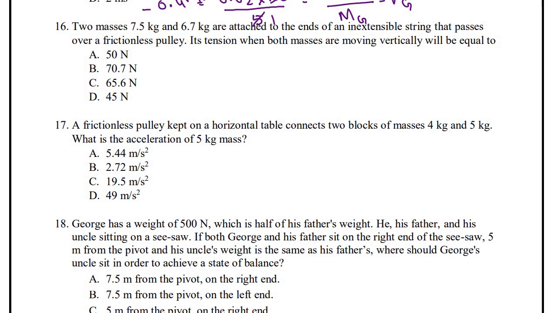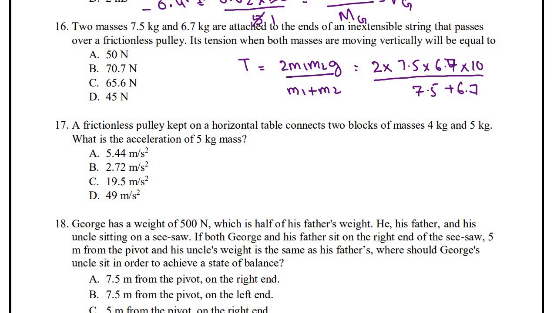Two masses are attached to the end of the inextensible string that passes over a frictionless pulley. If both masses are moving vertically, the tension will be equal to? So this is the first case of the dynamics in which two masses are attached with the help of string. So the formula of tension is equal to 2 m1 m2 g divided by m1 plus m2. So let's apply this formula and find the value of tension. So in this way, this expression will be equal to 70.77. Option B is the right answer.